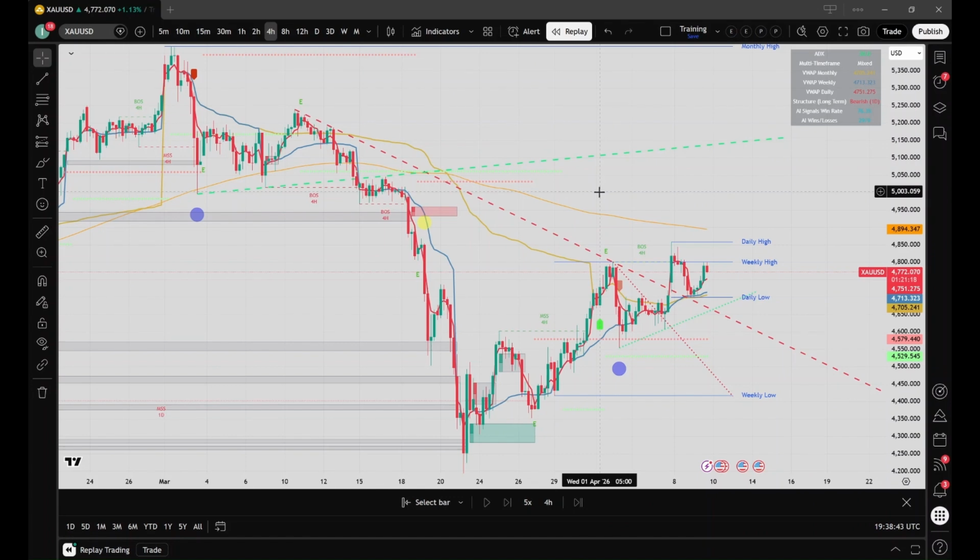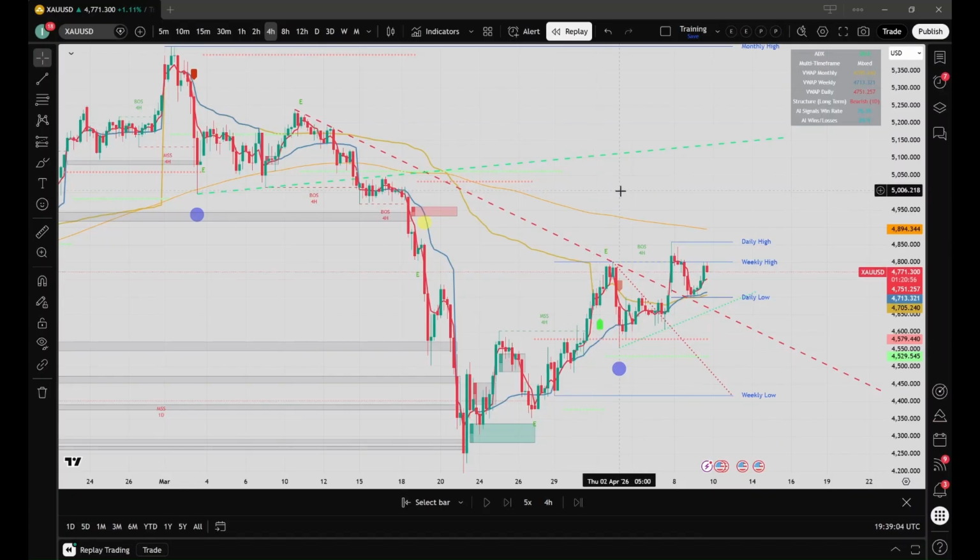Inverse brain zones, you don't need them anymore. They were just adding noise. They conflicted with the primary structure. They didn't improve execution at all. And removing them actually makes decision-making much cleaner and more consistent because there's less noise and clutter on the chart.